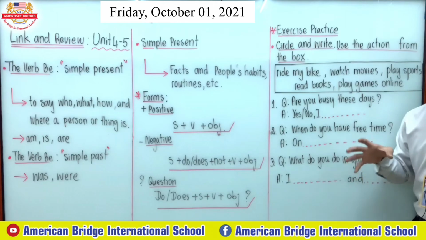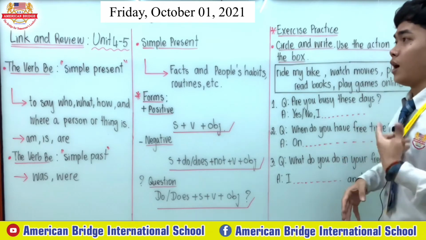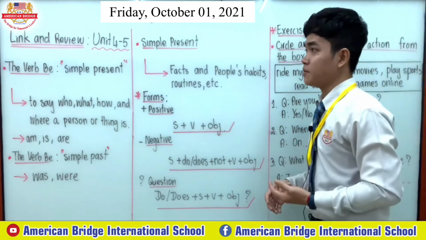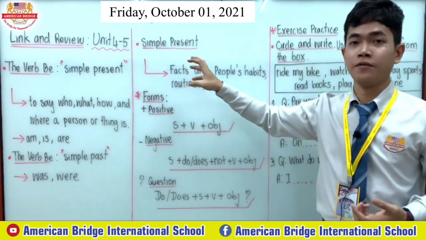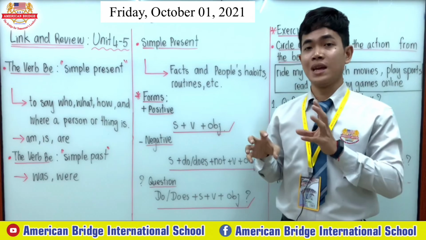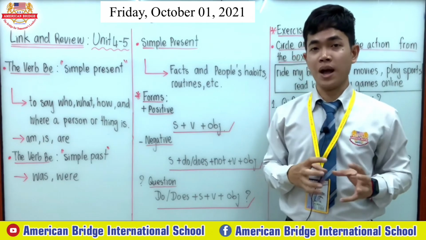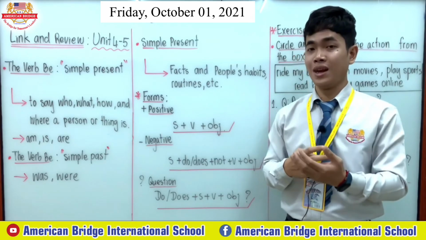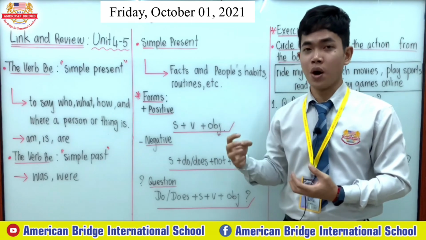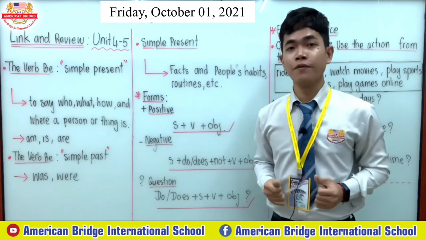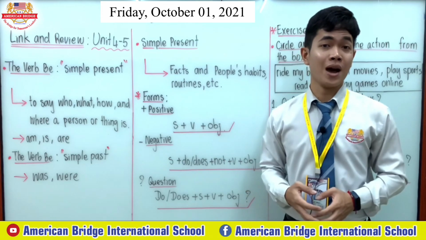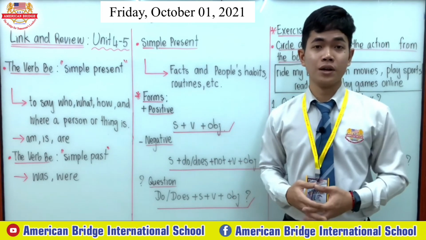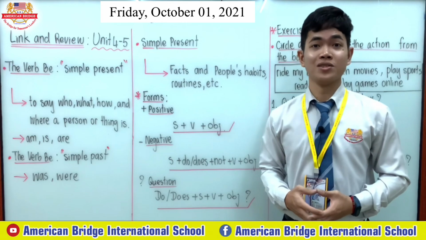Okay, the conclusion of this video is that I have presented the link and review from our Unit 4 and Unit 5. It is about the verb be in the simple present and the simple past, and one more unit, Unit 5, the simple present. If you have any questions or you feel like you don't understand any parts or points in our lesson, you can feel free to ask your teachers.